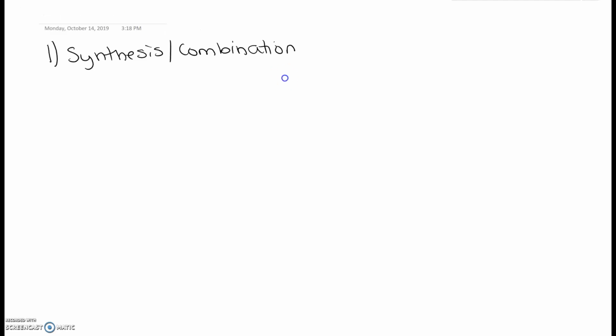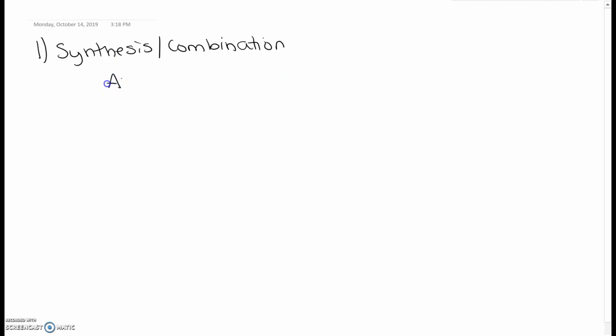Okay, so synthesis or combination, that means 2 things are coming together to form one. So we have our general form of A plus B yields AB, in which I have 2 reactants combining to form one product. So that's the general pattern you should look for.